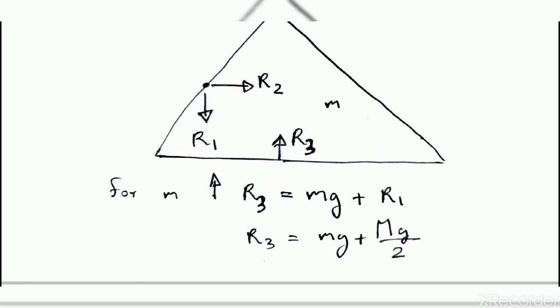If we want to keep the wedge static, there should be a friction force equal to R2 in magnitude. And to find the friction force, first of all we have to take the normal reaction between the wedge and the flat surface. So when we consider the wedge, the normal reaction will be R3. R3 acting upwards will include mg, that is the weight of the wedge.